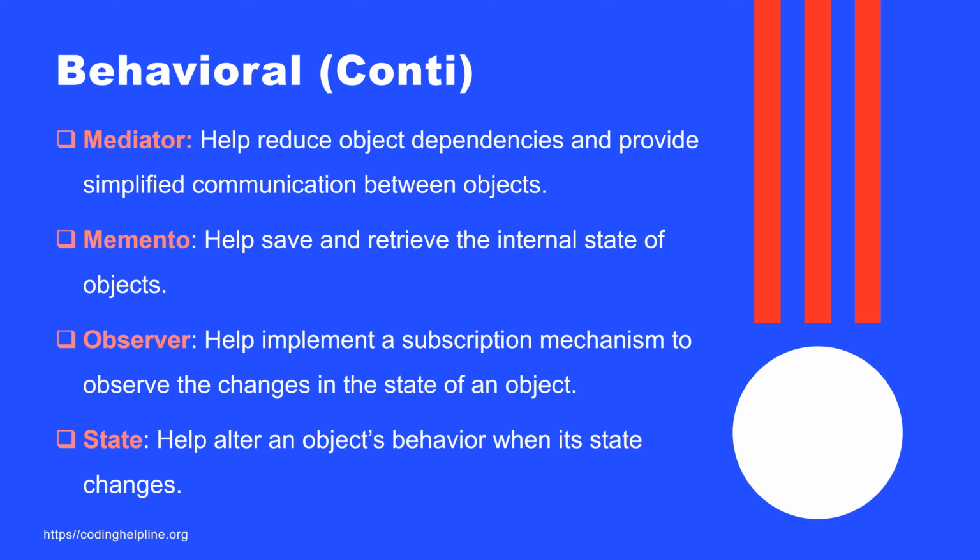Observer design pattern. This is a famous design pattern that helps us implement a subscription mechanism to observe the changes in the state of an object, and we can observe the changes in an object and act accordingly. State design pattern. This design pattern helps alter an object's behavior when its state changes.